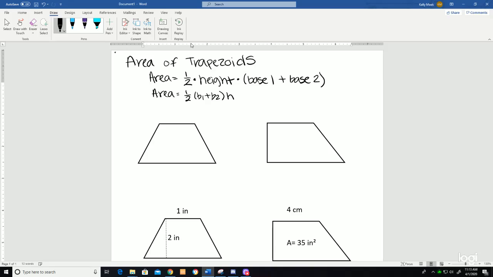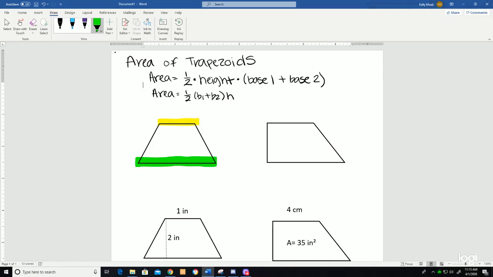So real quick, let's talk about the parts of a trapezoid. A trapezoid has two parallel sides. This side right here and this side right here are parallel, meaning that they will never meet. Those two sides are actually also your bases. So you actually have two different bases. You have this base up here, and you have another base down here. Okay, why two different bases?